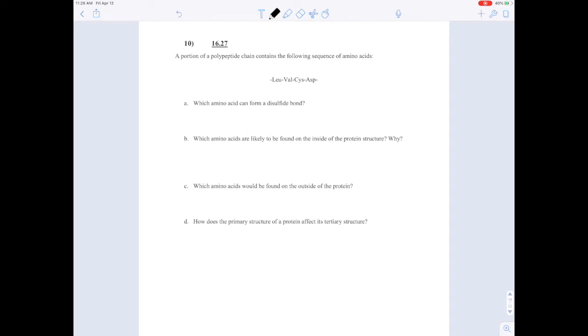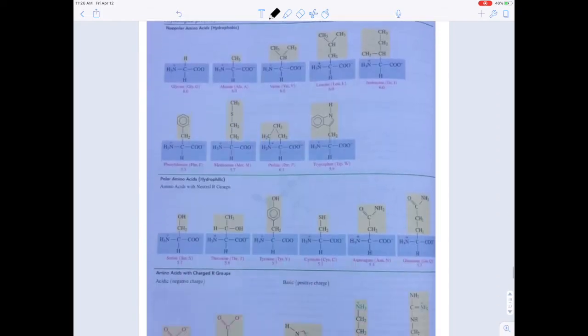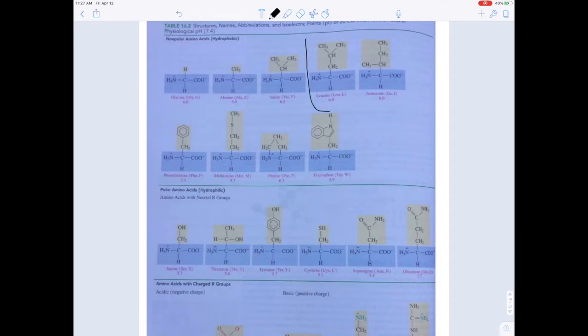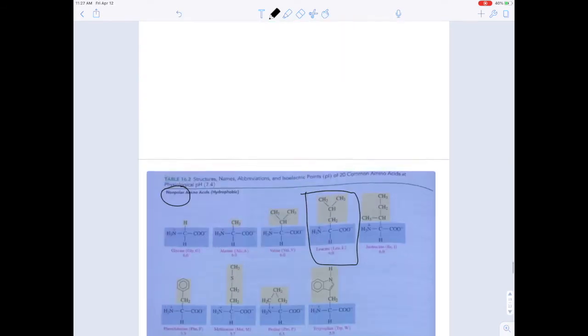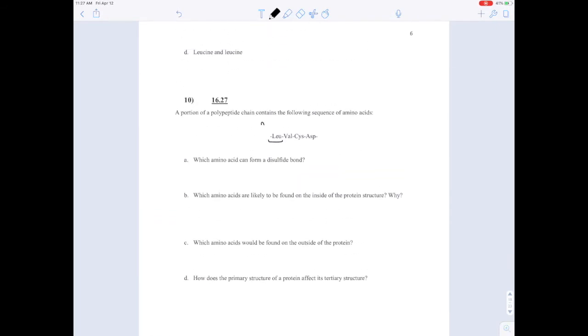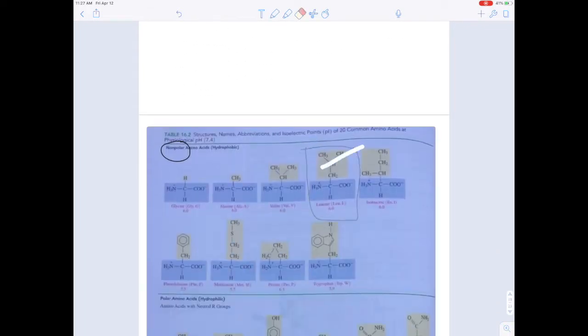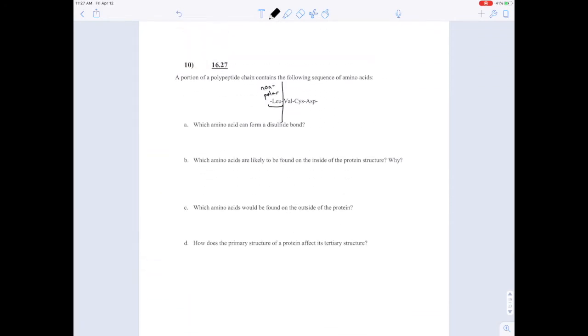And we can do that by referring to the table. So here, leucine, Leu, is our first amino acid. And if you look at the table, you'll see that leucine is right here, and it's a non-polar amino acid. So we can classify that as non-polar. Okay, valine. If we go to the amino acid table, table 16.2, we see that valine is over here, and it also is non-polar. So we can say valine is non-polar.